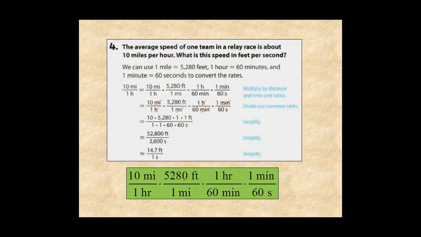In example 4, starting with 10 miles per hour, multiply by 3 ratios: 5,280 feet over 1 mile, 1 hour over 60 minutes, and 1 minute over 60 seconds. Then cross-cancel miles, cross-cancel hours, and cross-cancel minutes. Then multiply and divide for an equivalent rate of about 14.7 feet per second instead of miles per hour.